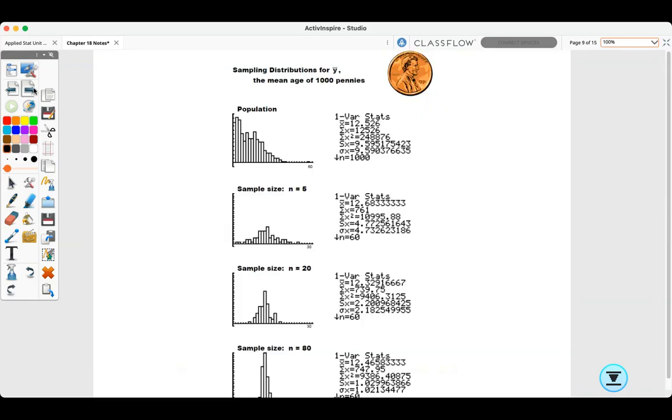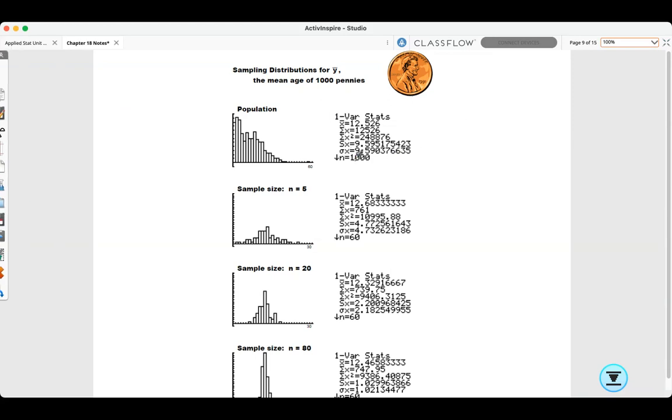Now we're going to use this sampling distribution for y bar, the mean age of pennies. When n equals 1,000, we're going to use this data when we talk about n equals 1,000. This data when n equals 5, n equals 20, and n equals 80.